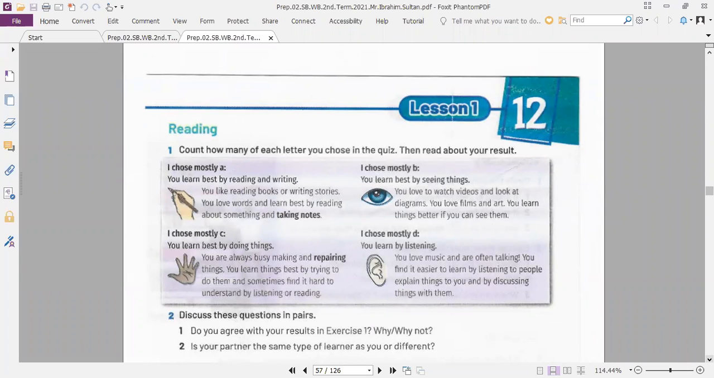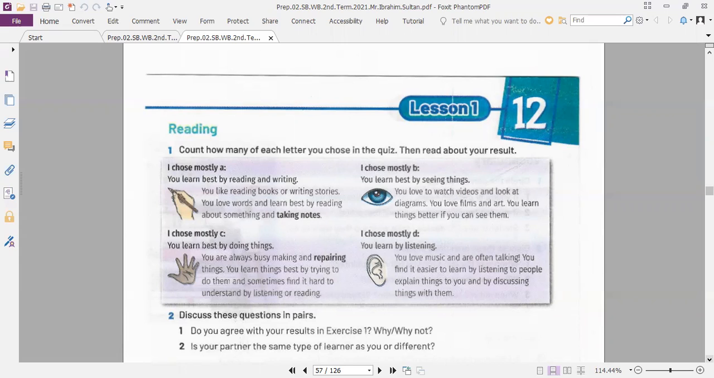So page 55. Count how many of each letter you choose in the quiz. شوفي اكتر letter انت جمعتيه. If it's A, you learn best by reading and writing. You like reading books or writing stories. You love words and learn best by reading about something and taking notes.